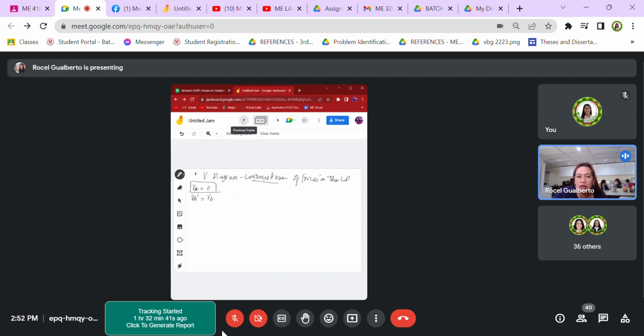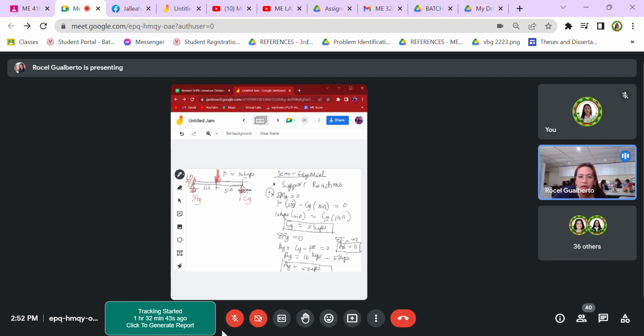So, titingnan mo lang po yung load diagram mo. Sa A lang po tayo titingin kasi hindi naman po tayo nag-shift ng letter. A and A prime are the same letter. So, dito lang po ang tingin natin. Titingnan po natin, may force po ba doon sa point A? Okay? Meron. That is AY at saka po AX. Pero, ang i-consider lang po natin ay yung AY. Hindi po yung AX.